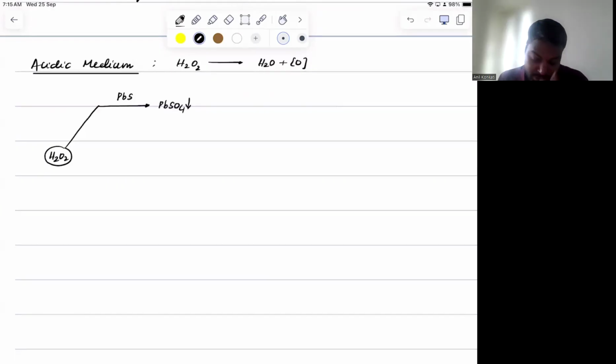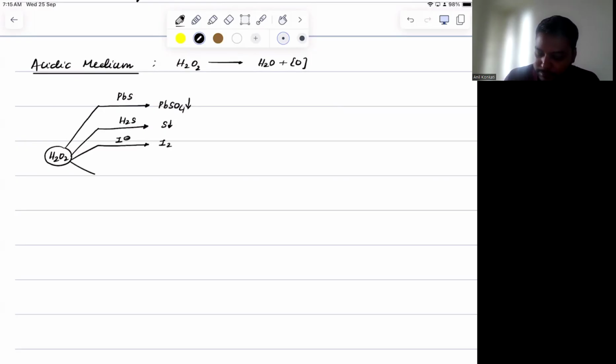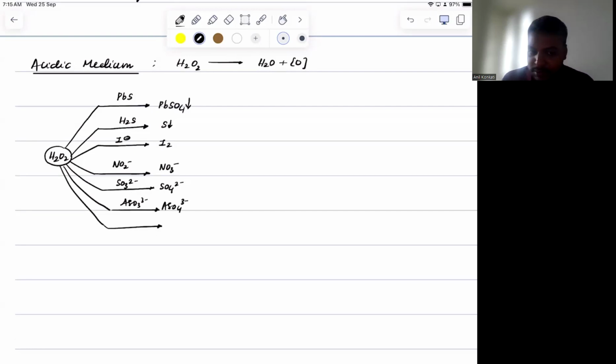Okay. Next, if you have H2S, H2S will form colloidal sulfur and I minus will form I2, NO2 minus forms NO3 minus, got it? SO3 2 minus will form SO4 2 minus, AsO3 3 minus will form AsO4 3 minus, got it?